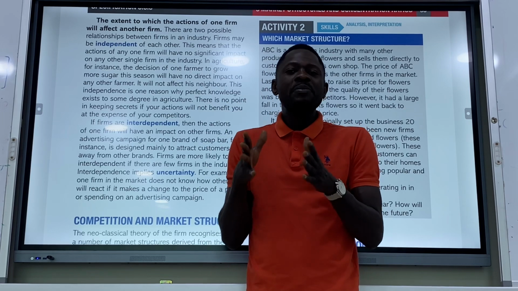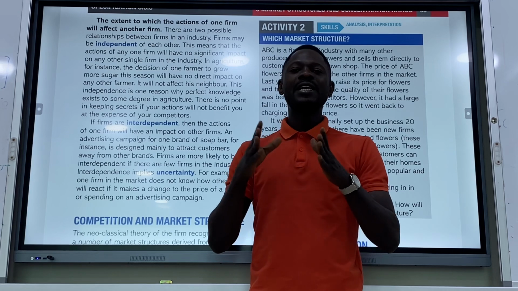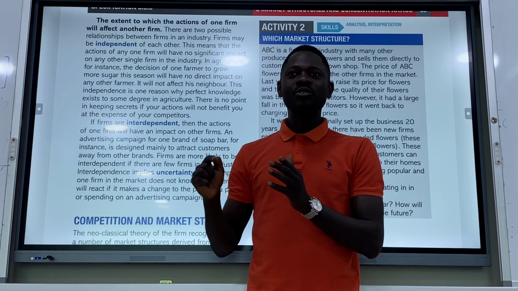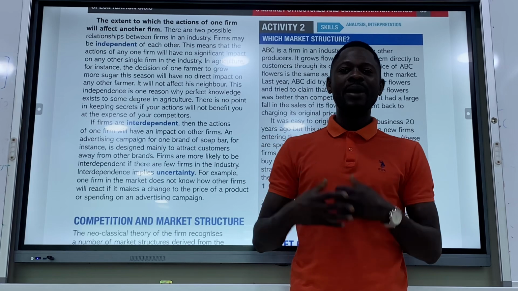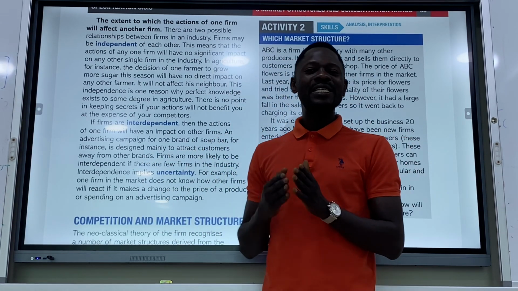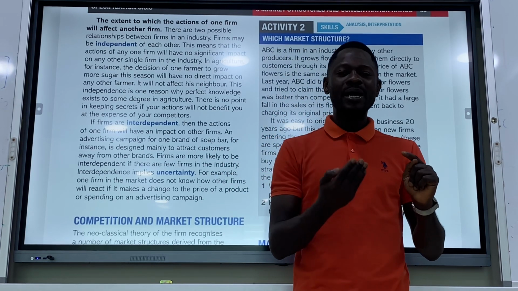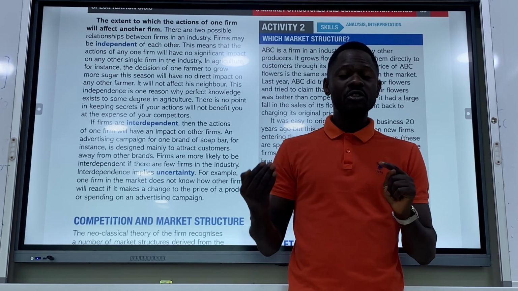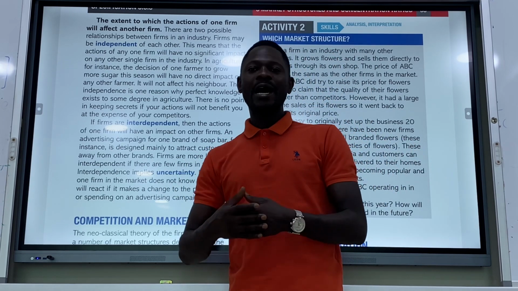So what it simply implies is that when there's interdependence in the market, there's uncertainty. Why is there uncertainty? Because firms do not know what could happen, the reactions of other firms in the market whenever they take an action. That is the point they're making here. So when there's interdependence in the market, the action of one firm would have an impact on other firms, and there's uncertainty because firms will not know how other firms will react whenever they take an action. So the reactions of other firms are unknown.